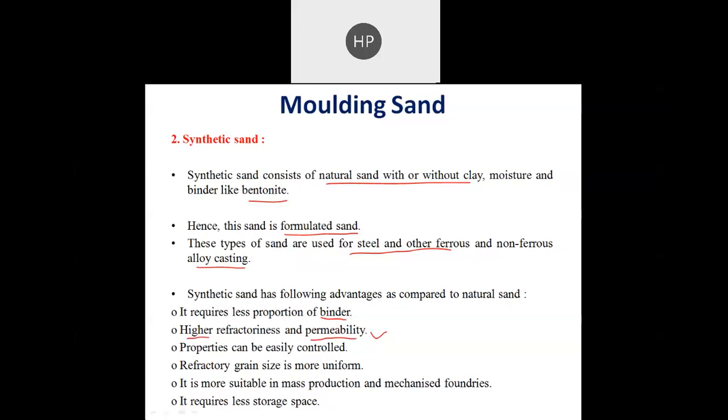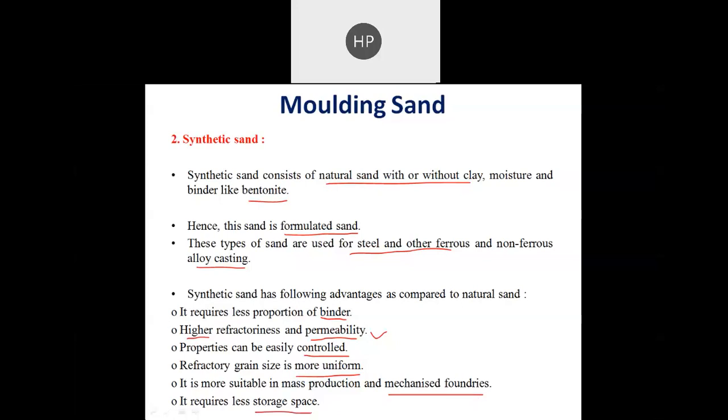Permeability is also one property of a molding sand. We are going to discuss all these properties of the sand one by one. At that time we will understand what is permeability, what is refractoriness and all other properties of the sand. Properties can be easily controlled. Refractory grain size is more uniform. It is more suitable in mass production and mechanized foundries, and it requires less storage space.